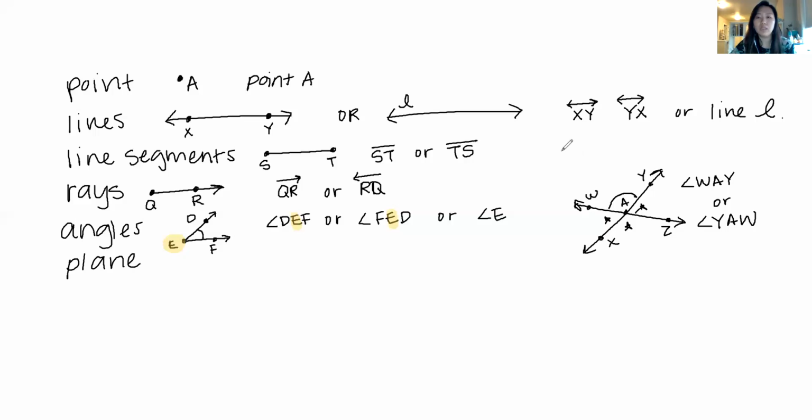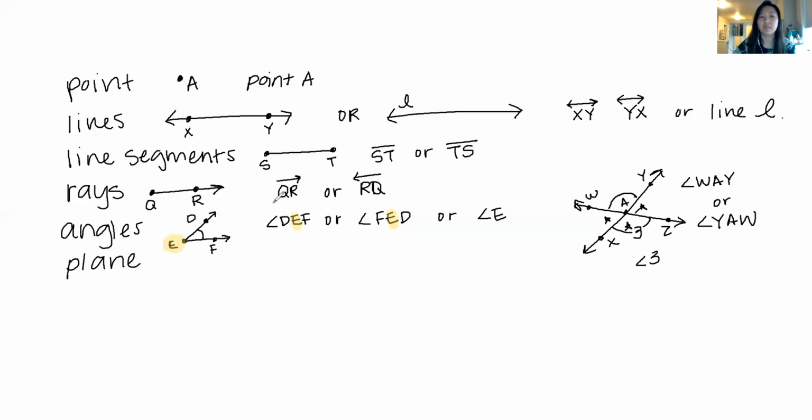Angles could also be notated and labeled with numbers. So if you ever see a number within an angle, for example, if I put the number 3 here, that means I'm talking about this angle here being angle 3, and we could just say angle 3.